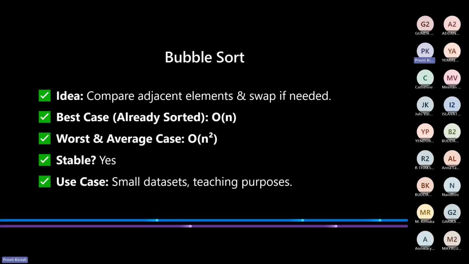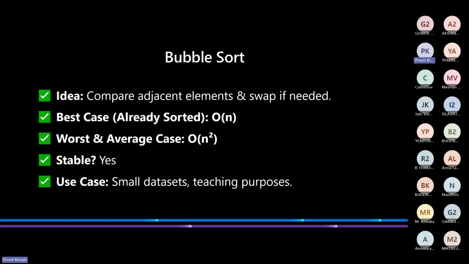Now, what is the best case? So these are the time complexities mentioned here. If the array is already sorted, then the time complexity will be big O of n. Else, it will be n square because we have to check all the elements from the start till the end. So you will understand the time complexity in the code.